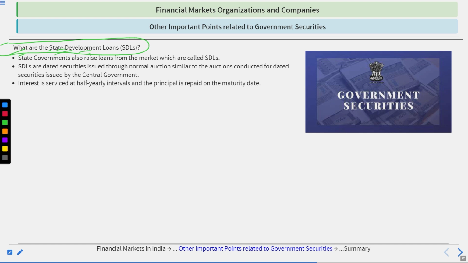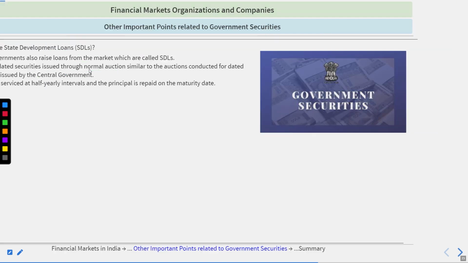First is the state development loans under the government securities. These are loans raised from the market, called SDLs, dated securities issued through normal auctions similar to the auctions conducted for dated securities issued by the central government. Interest is serviced at half-yearly intervals and the principal is repaid on the maturity date.